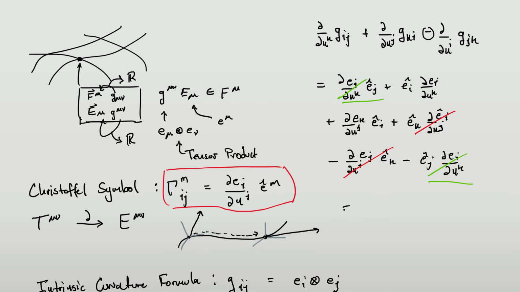This would be equal to d e j. Actually, this would be e_i, or e_i times d e_j d u_k plus e_i, again, d e_k d u_j. My pen's bugging out again. d u_j.